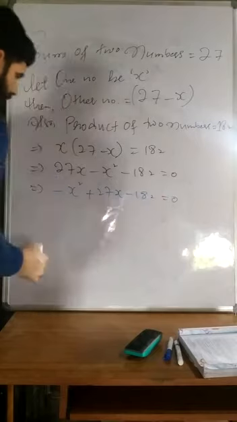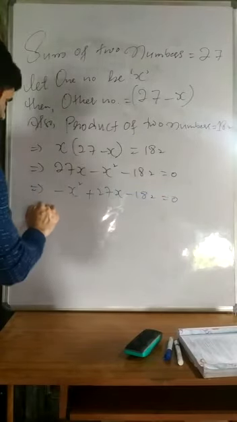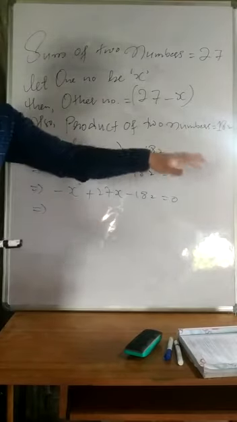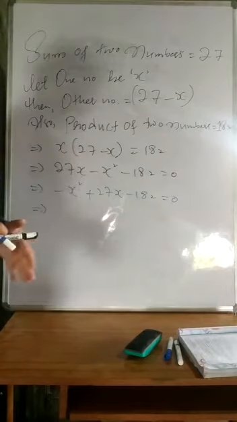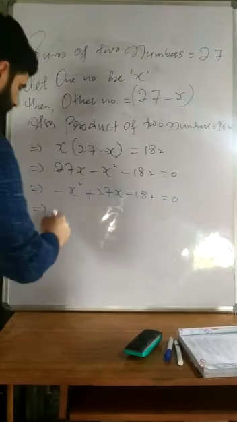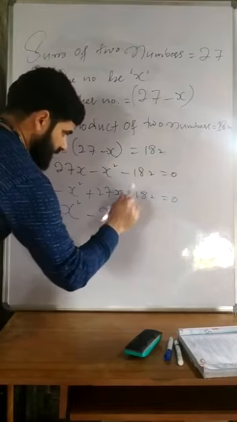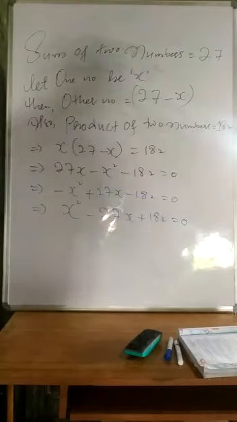Okay. Now, this term is minus x square. I told you that it should be positive. All the time the square term should be positive. There are various ways to make it positive. Either you can transpose this left hand side to the right hand side, or you can multiply both sides with minus 1. When you multiply minus x square by minus 1, it will become x square minus 27x plus 182 is equal to 0. This is the required quadratic equation.